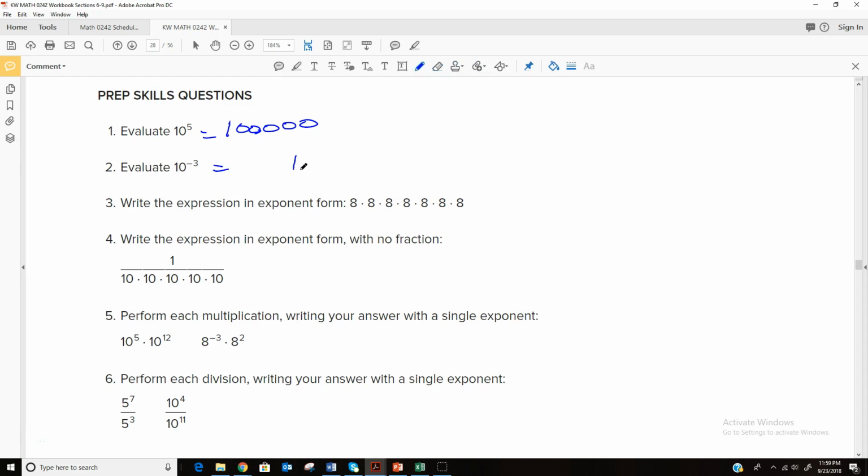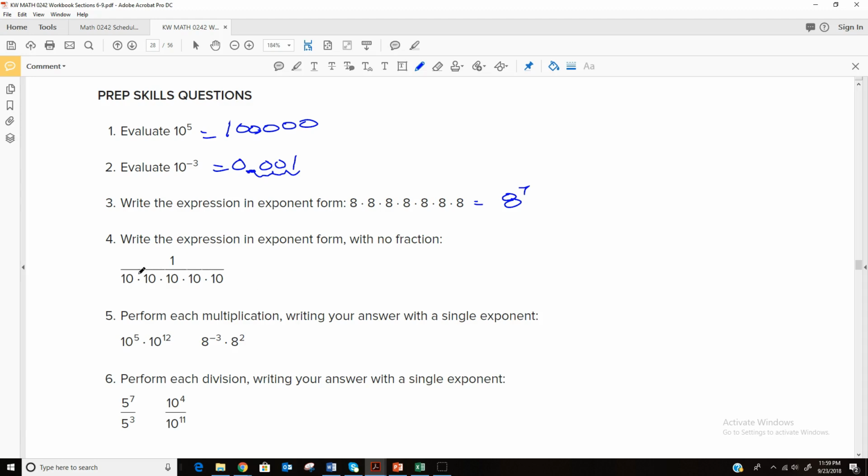So 1 here. I think of the decimal as being here, I'm going to move it 1, 2, 3 spots to the left, and I end up with 0.001. This, in exponent form, I don't have to multiply it out, I just have to write it in exponent form. Our base would be 8, and our power would be 7.